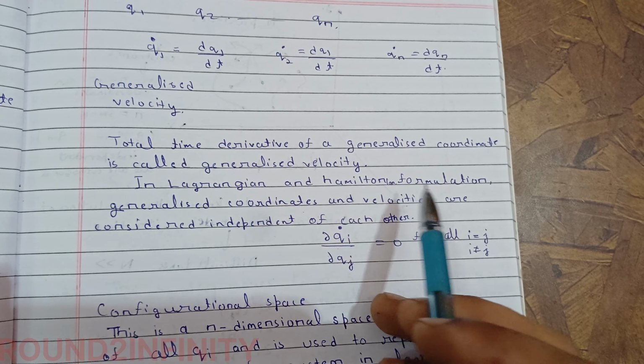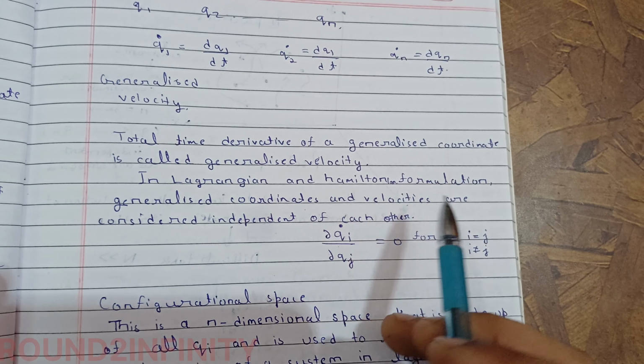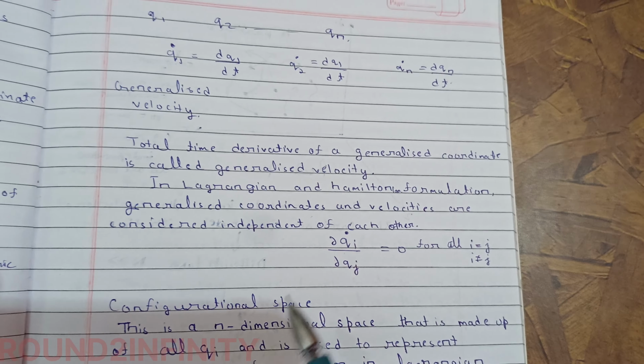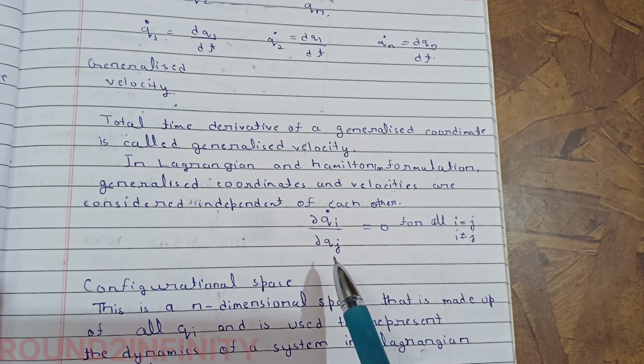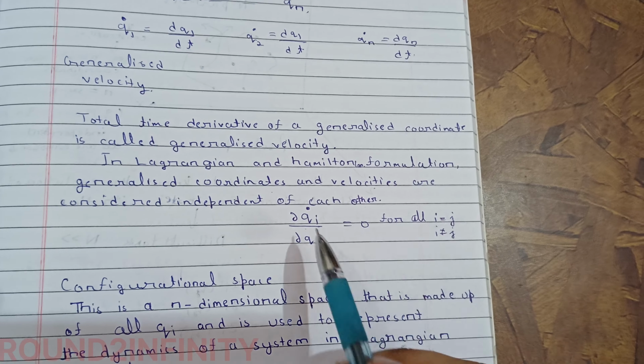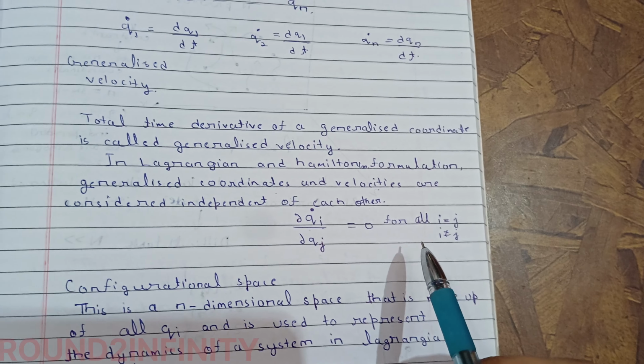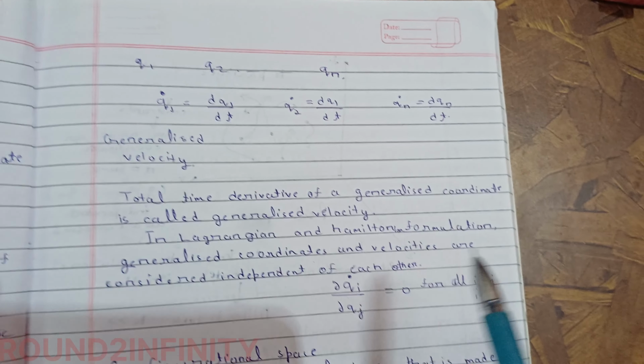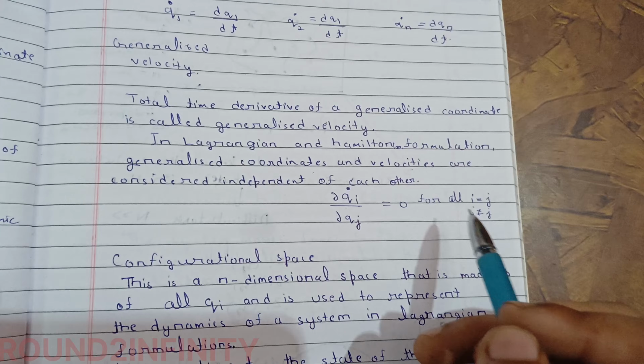In Lagrangian and Hamiltonian formulation, generalized coordinates and velocities are considered independent of each other. See, del qi dot over del qj is equal to 0 for all, whether i is equal to j or i is not equal to j, they are independent of each other. That's what I told you here.